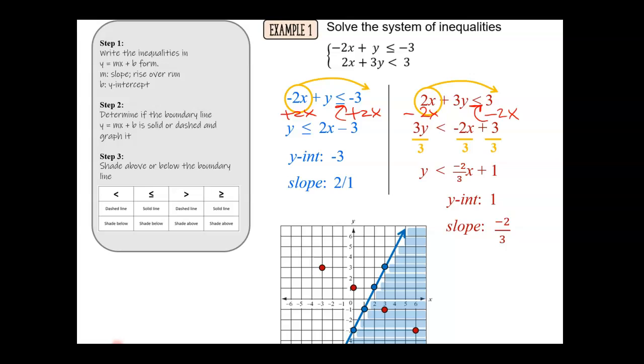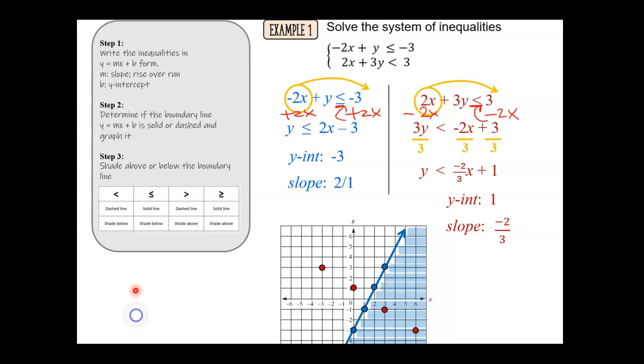So let's look at the inequality. It's a less than sign. It's not underlined. So do I do dashed or solid? What do you think? It's not underlined. Dashed line. Again, if you look over here at this little thing right here, it kind of tells you off to the side. Okay, so it's a dashed line. So when you draw it, make sure you leave some little spaces in between your little marks.